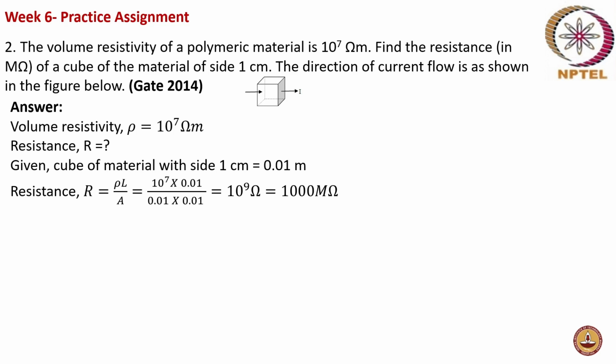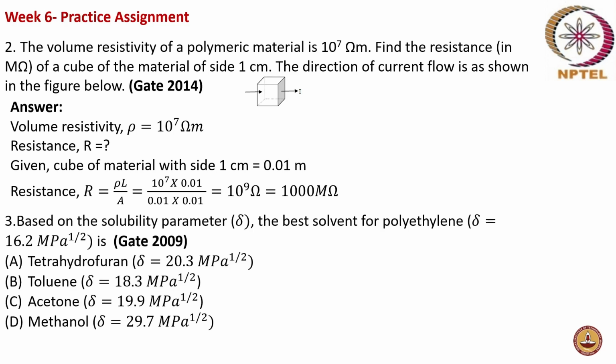Yes. Now let's proceed. Okay. So based on the solubility parameter, the best solvent for polyethylene is, the solubility parameter for polyethylene is 16.2 megapascal power half. So which is the best solvent? This is based on GATE 2009. So they have given four options.